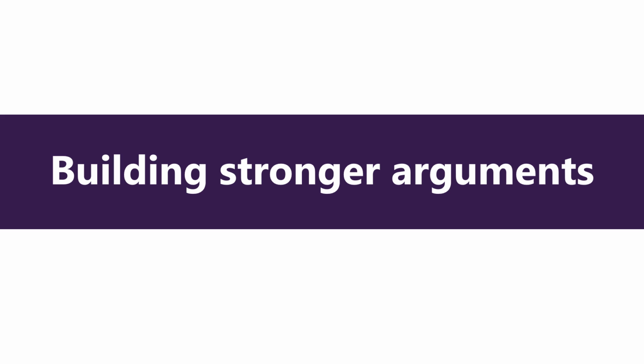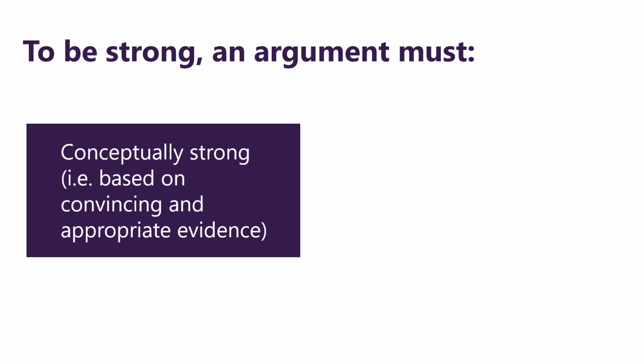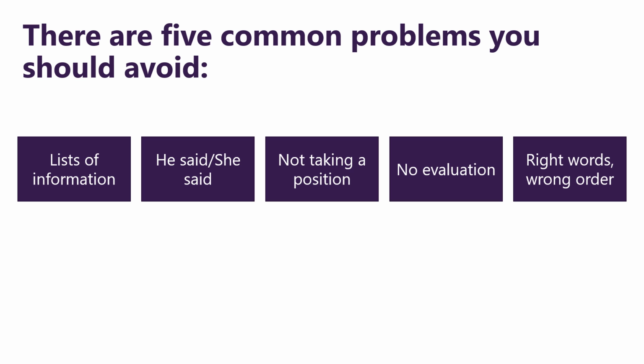Now let's look at how we build stronger arguments. For an argument to be strong, it must be conceptually strong. This means it's based on convincing and appropriate evidence. It must also be written in such a manner as to convey the argument to the reader. You can have a very strong argument, but if it's poorly written, it may not be convincing or valid to the reader. There are 5 common problems that you should try to avoid in your writing.